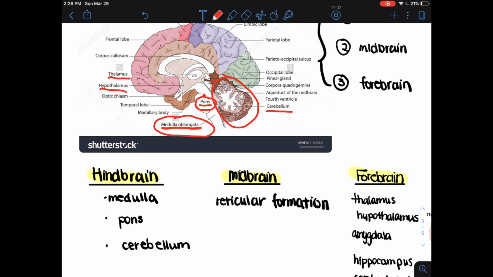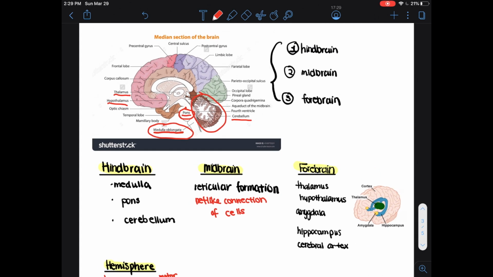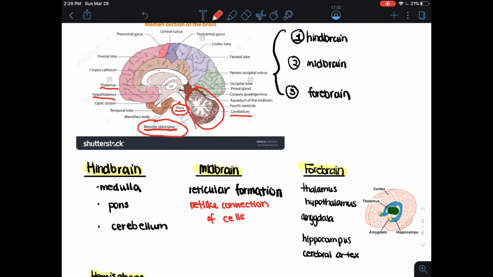So moving on to midbrain, it controls simple movements with sensory information, and it's between your hindbrain and forebrain. You have what's called a reticular formation, which is a net-like connection of cells. And it controls general body arousal and focuses your attention. If this part malfunctions, you will be in a deep coma.